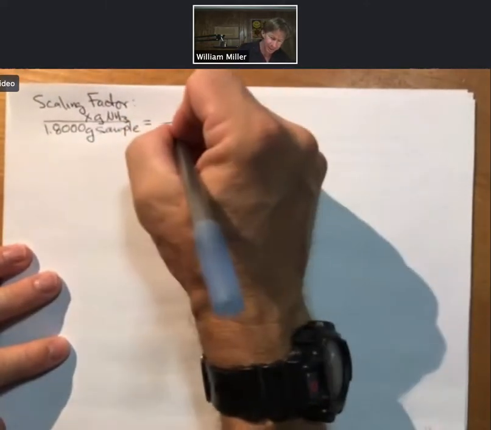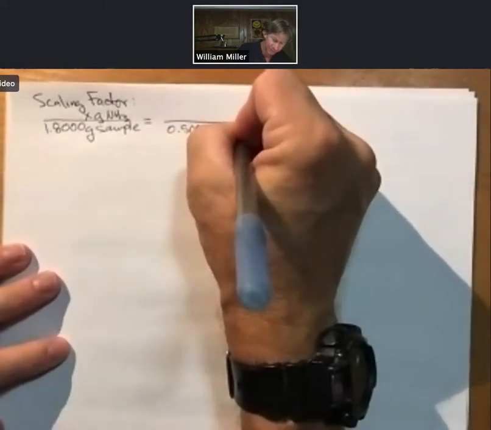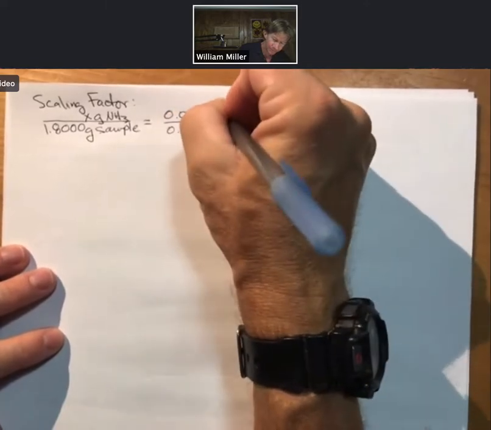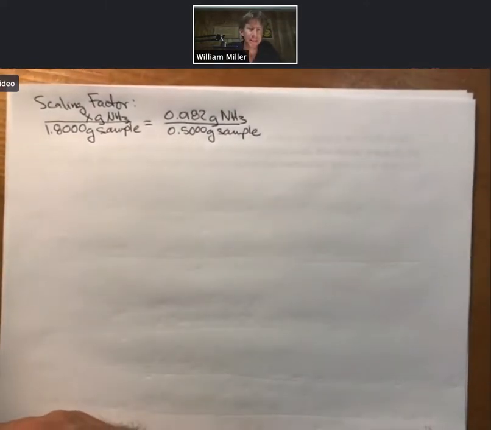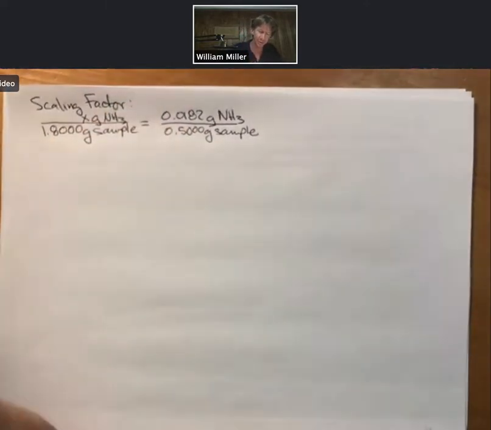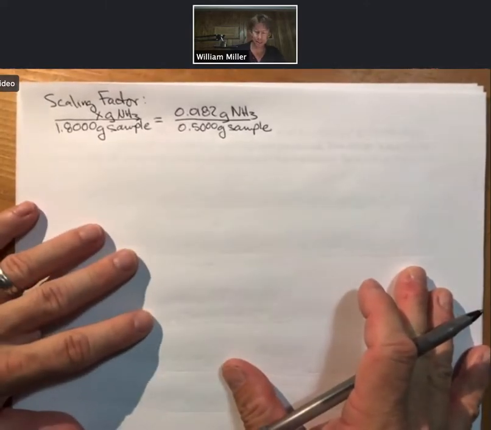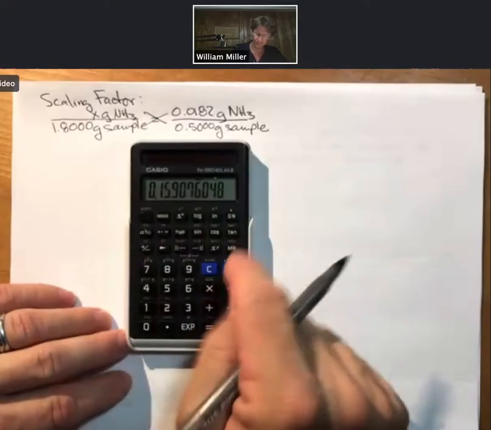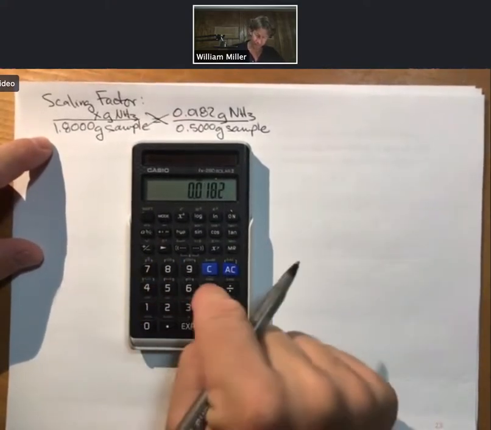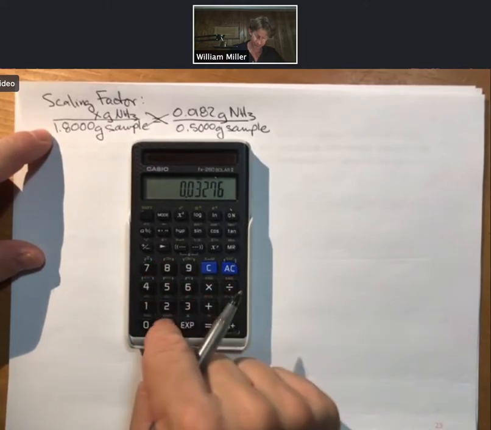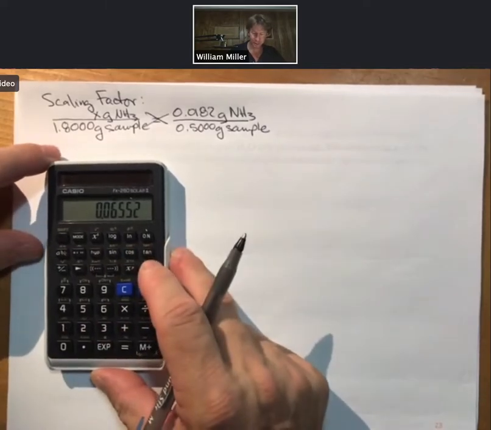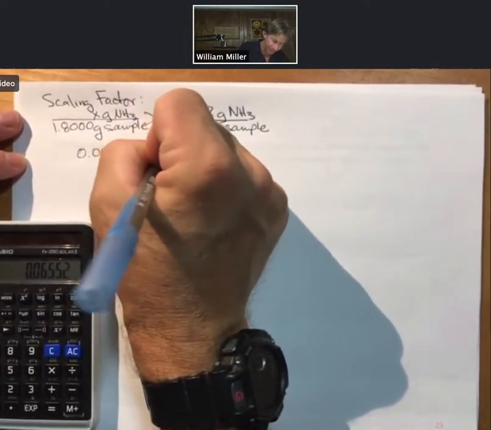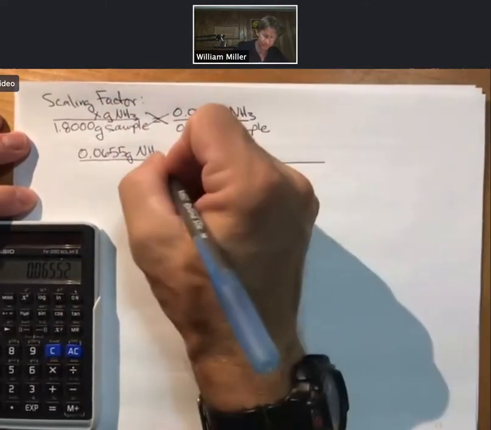We also know that in a 0.5000 gram sample, there are 0.0182 grams of ammonia. This is a scaling factor, scaling up in this case to find the grams of ammonia in our comparable sample for carbon and hydrogen. To solve this, we cross multiply 0.0182 times 1.8 divided by 0.5. We get 0.06552. Well, we'll go to 3 sig figs. Grams of ammonia.